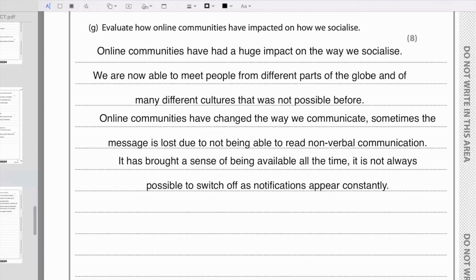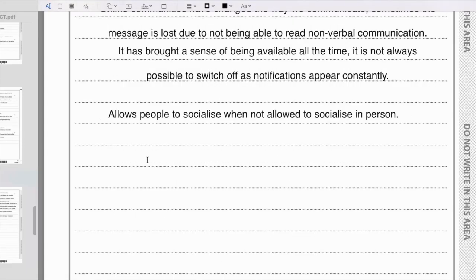It has brought a sense of being available all the time. It's not always possible to switch off as notifications appear constantly. It allows people to socialise when not allowed to socialise in person. If we think about the lockdown period that we've just come through, with online communities, we were able to socialise with people even though we weren't actually allowed to meet them in person due to restrictions. So that has been a real benefit. So as I said earlier, evaluation means we look at the positives and the negatives, and we'll do a couple more points, then write a conclusion.